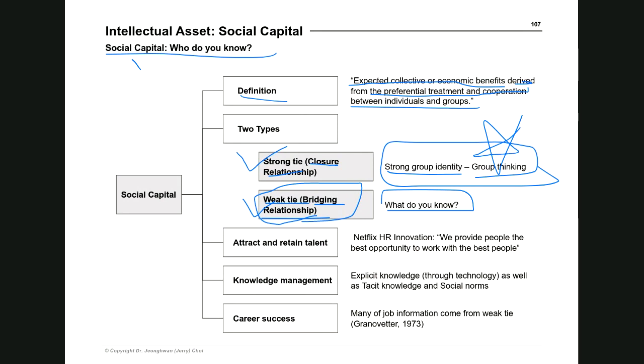Many of your business opportunities come from the weak tie. Absolutely. According to the research, the majority of business opportunities, the majority of business capital, comes from the weak tie.